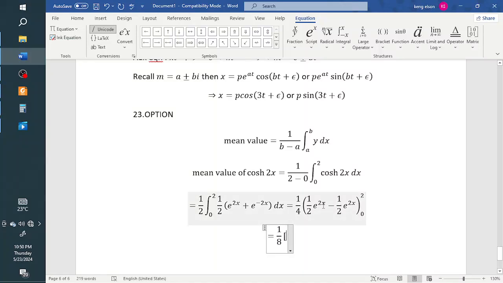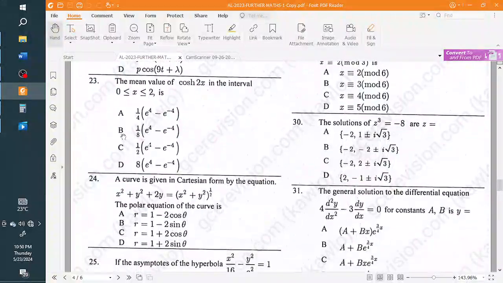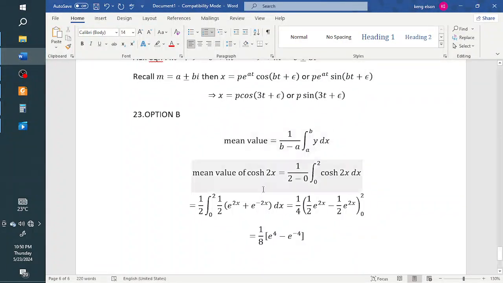You replace x with 2, you're going to have e to the power 4 minus e raised to the power -4. That's for the upper bound. Now we need to subtract the lower bound. We need to replace x with 0. We are going to have here 1 minus 1. The lower bound will give us 0, so everything becomes this. So we just have to check if the answer is there. Option B is correct. 1/8 times e to the power 4 minus e to the -4. Option B. Right.